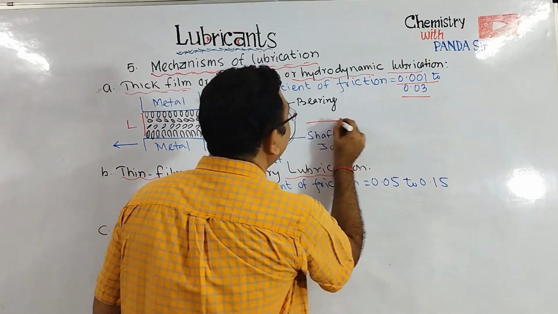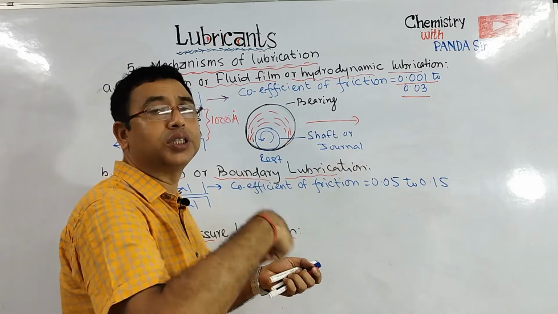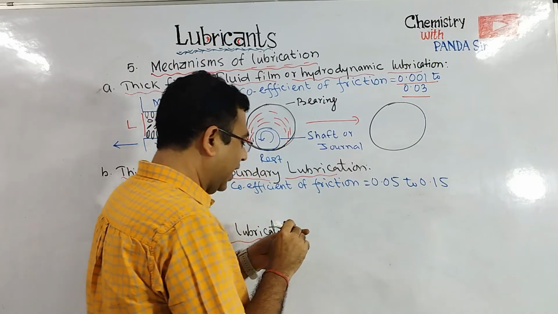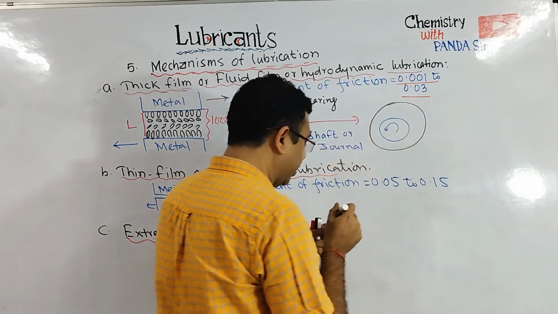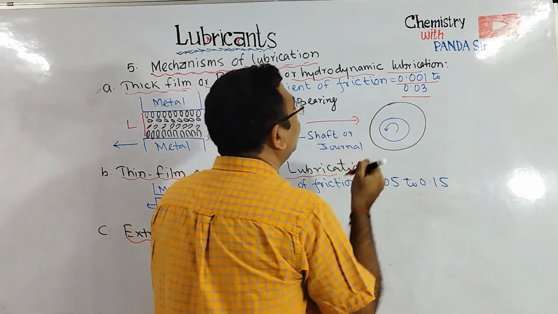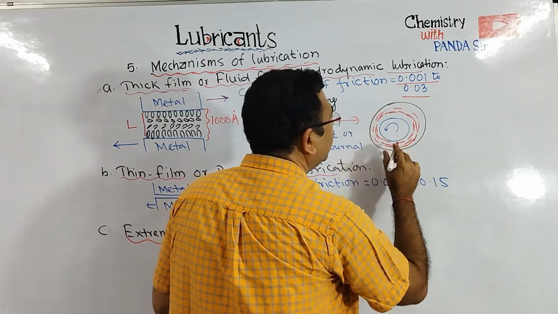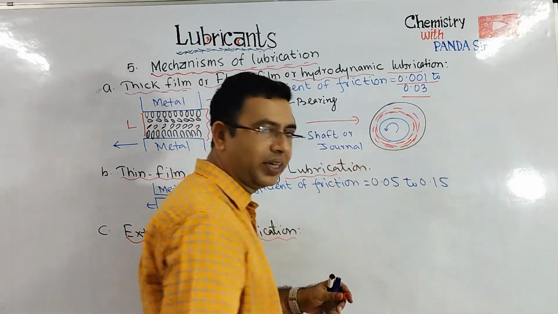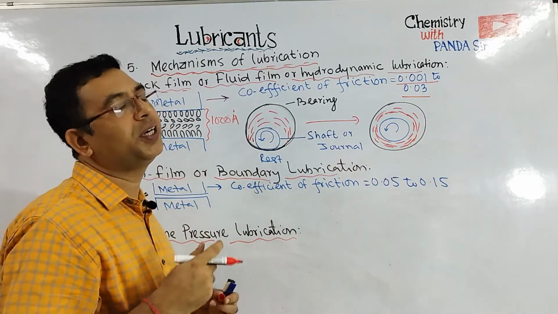Now what will happen, look here, the moment the journal or the shaft starts rotating, it slowly comes in between the bearing, and that lubricant will create a film between the shaft and the bearing. Okay, the lubricant will create a film. Now you can see that metal contact is avoided by this metal-lubricant contact. So this is why the choosing of lubricant is very crucial.